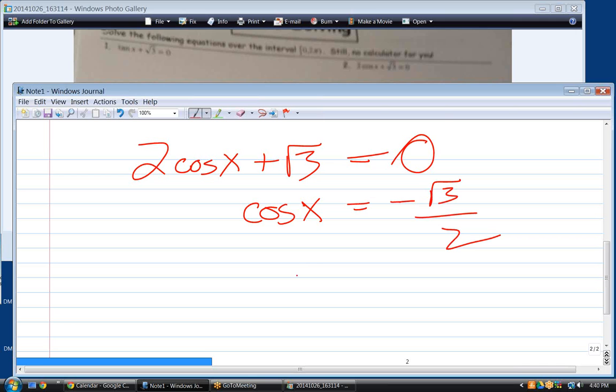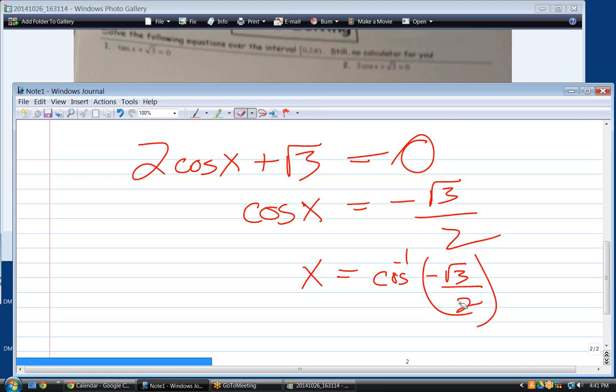And then x is equal to the cosine inverse of negative root 3 over 2. What first quadrant angle is cosine equal to root 3 over 2? In other words, I'm going to do this in 2 steps. I'm going to ignore the sign for the moment, this sign here. And I'm going to figure out what first quadrant angle results in this answer, root 3 over 2.